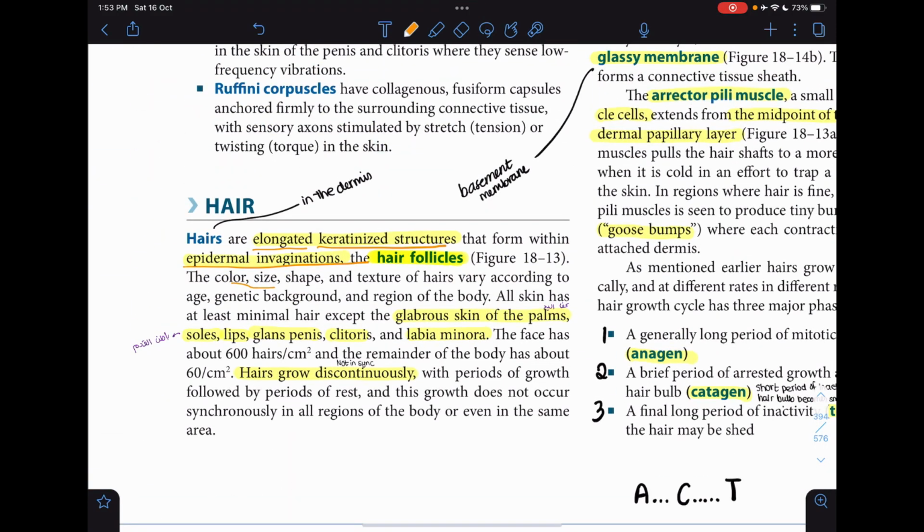The color, size, shape and texture of hairs vary according to age, genetic background and region of the body. يعني مثلا خلينا ناخذ an example على genetic background. نعرف احنا انه Africans are known for their curly hair while Europeans are known for their straight hair and so on. All skin has at least minimal hair except for the glabrous skin of the palms اللي هو كف اليد, soles باطن القدم, lips, glans penis بالmale reproductive system, وعندنا كمان الكليتورس and labia minora بالfemale reproductive system.